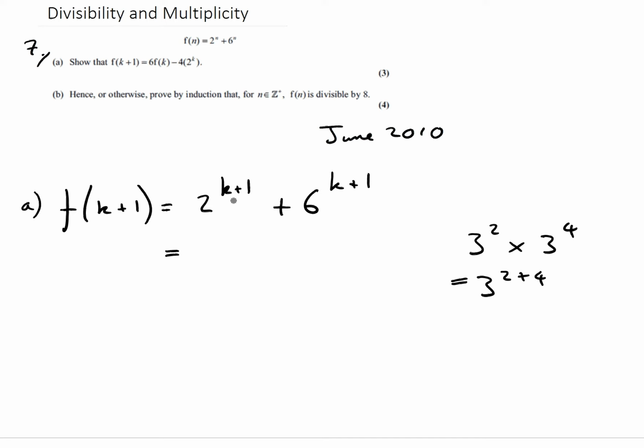Well, here we've got the k and the 1 being added together. So therefore I can split it up into two different indices being multiplied together. So this can be 2 to the power of k multiplied by 2 to the power of 1, because 2 to the power of k times 2 to the power of 1 is 2 to the power of k plus 1, which is what I want here. And it's exactly the same thing going on with this 6. So 6 to the power of k times 6 to the power of 1.